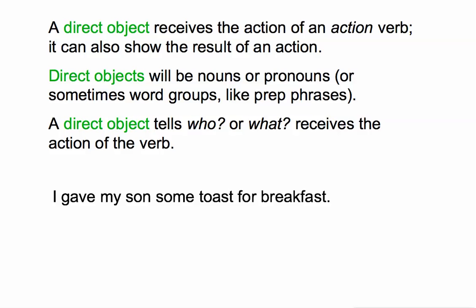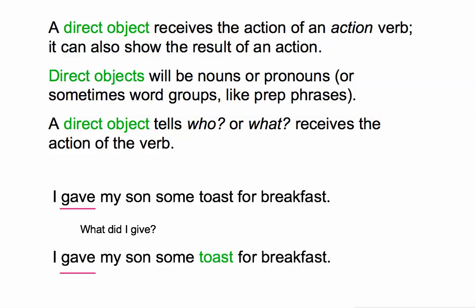So in the sentence, "I gave my son some toast for breakfast," I identify gave as an action verb. To figure out what the direct object is, I would ask, what did I give? I gave him toast. So toast is the direct object.